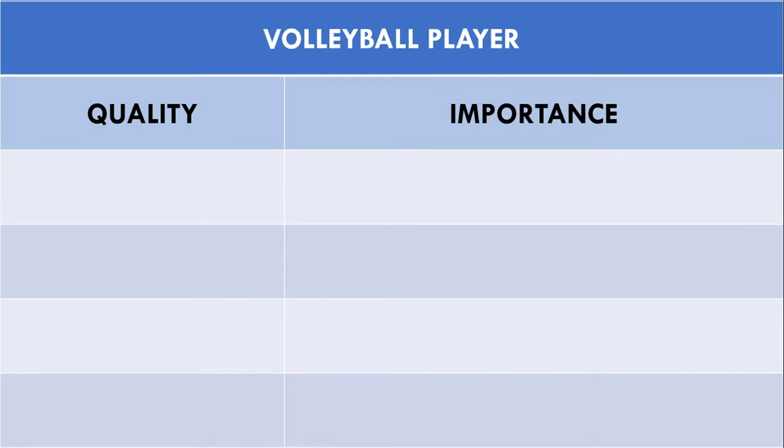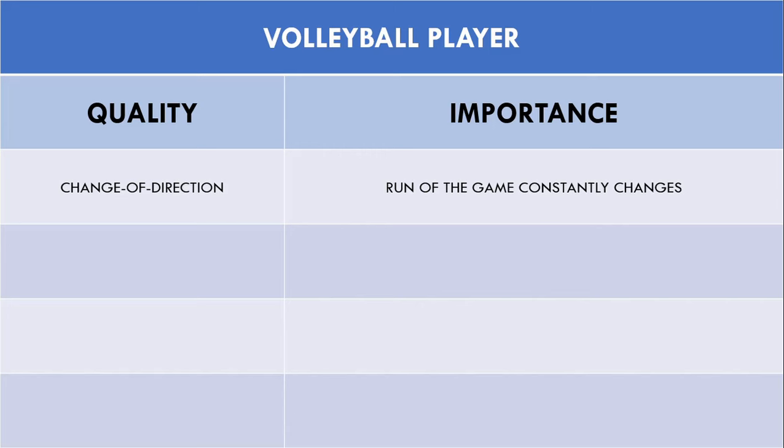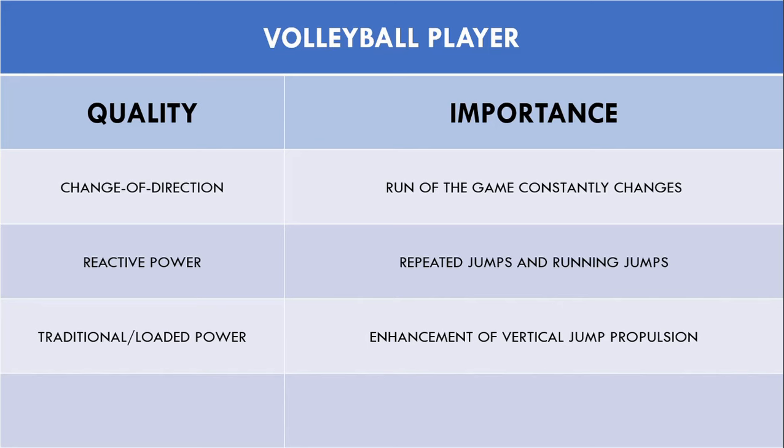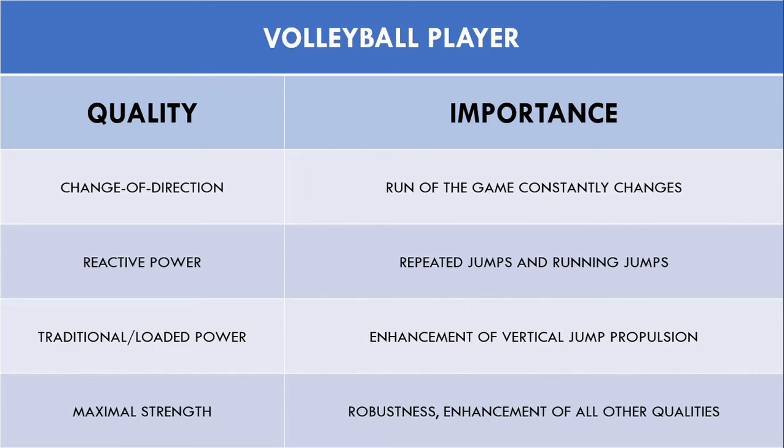If we now take the example of a volleyball player, the qualities they require may look slightly different. Linear speed, hypertrophy, or endurance will hardly be beneficial for the physical performance of a volleyball athlete. However, change of direction training may be useful as volleyball athletes are frequently stepping in different directions based on the run of the gameplay. Reactive power is probably useful for repeated jumps or running jumps. Loaded power will enhance vertical jump performance, and maximal strength will enhance all other qualities and provide robustness to the athlete. So each athlete or team should be trained based on which qualities they require in their sport.